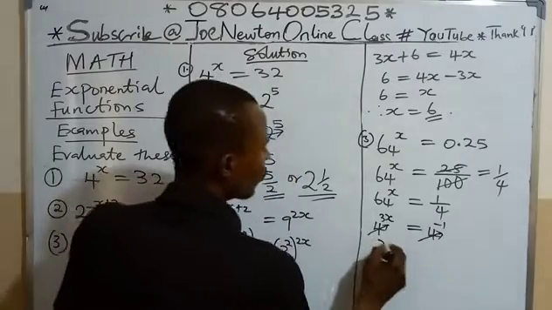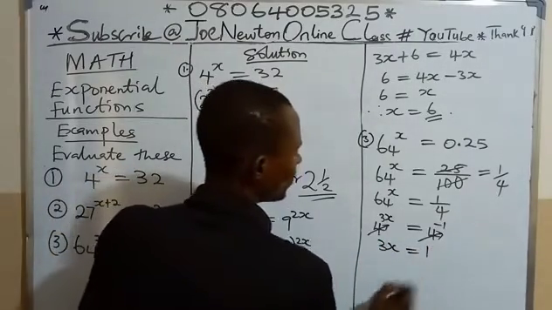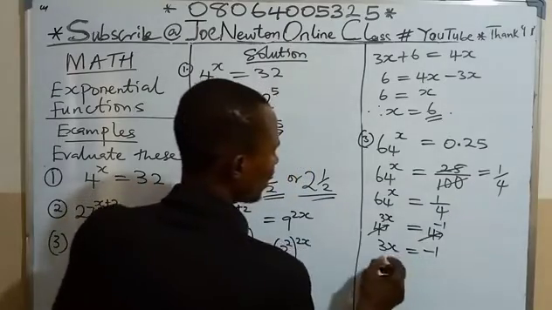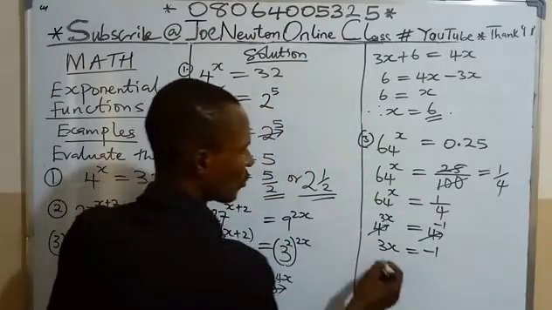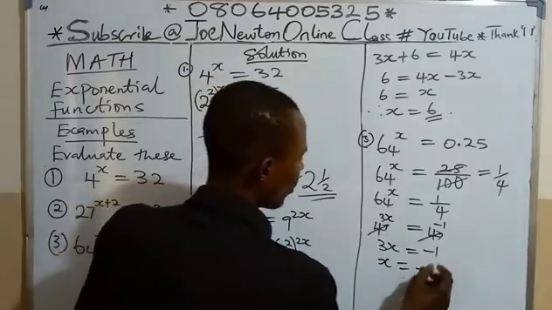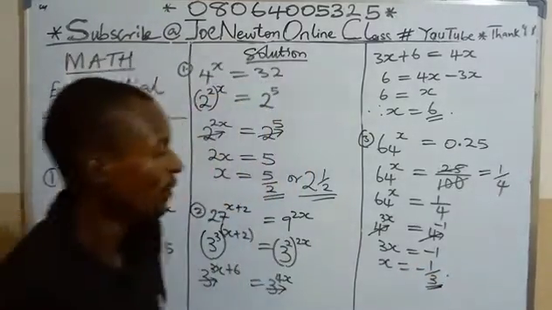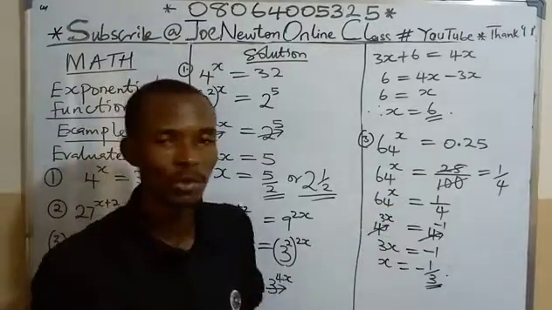So we can now have that 3x equals minus 1. We have minus 1 here. Such that divide both sides by the coefficient of x, which is 3, x equals minus 1 over 3. That's our answer.